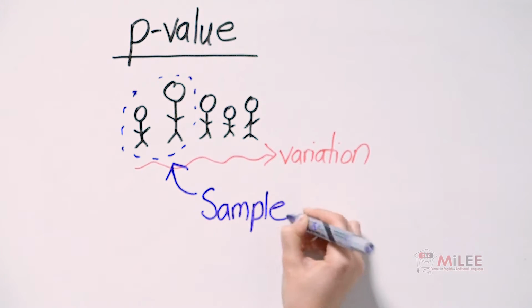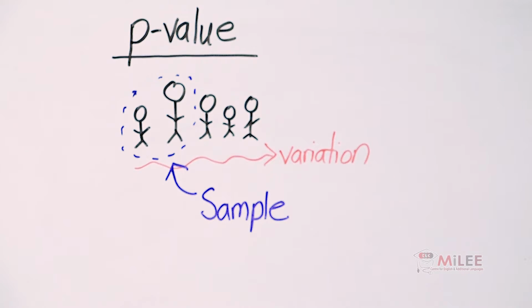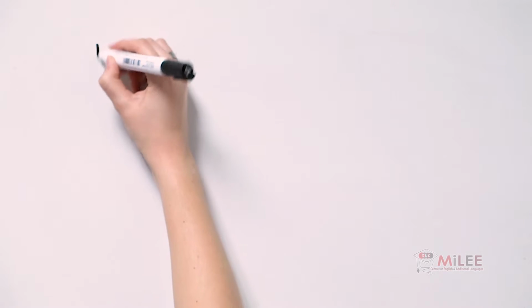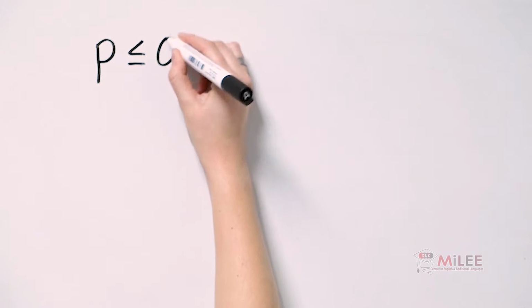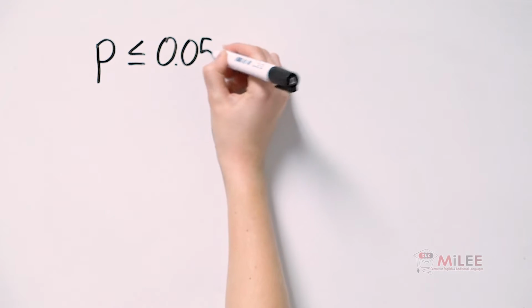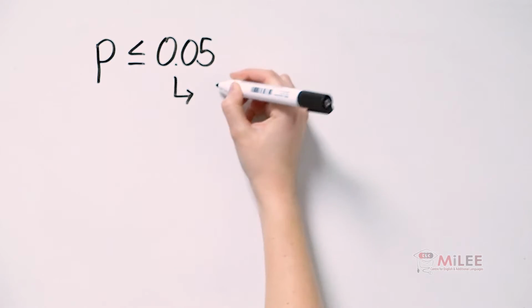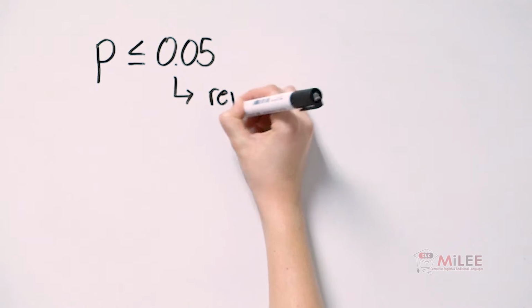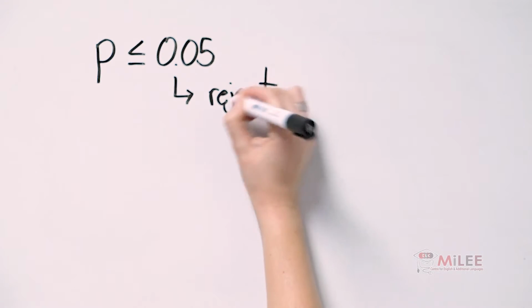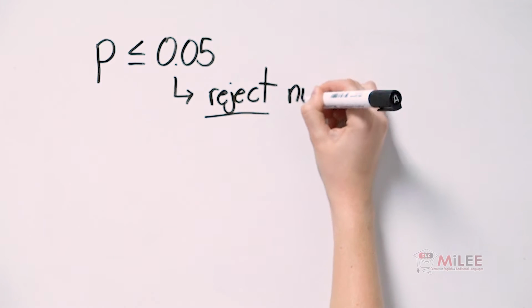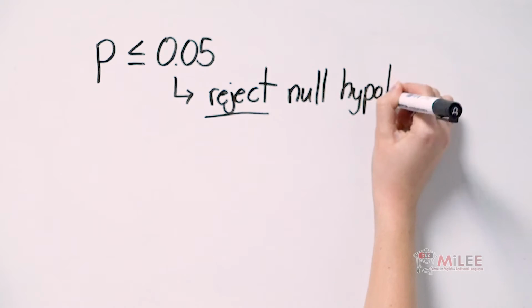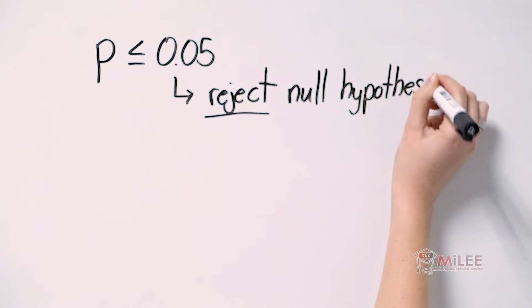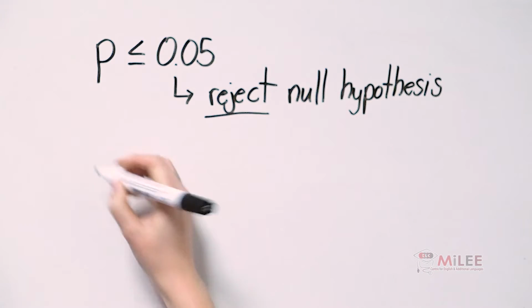A small p-value, typically less than 0.05, indicates that it is very unlikely that this difference happened by chance. It gives strong evidence against the null hypothesis, so you reject the null hypothesis that there is no difference. In our example, rejecting the null hypothesis means that there is a significant difference in GPA between Hostel A and Hostel B.